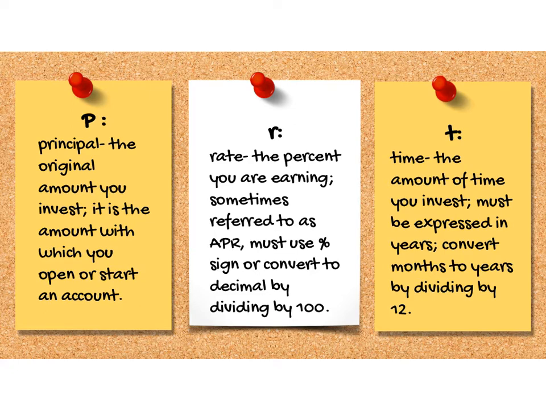Okay, and then T is the time. That's the amount of time you invest. This is always thought of in years. So if they give you months, you have to convert it to years by dividing by 12, since there are 12 months in a year. If I invest something for 6 months, it's 6 out of 12 months, which simplifies to 1/2 or 0.5. So you have to be careful about that.